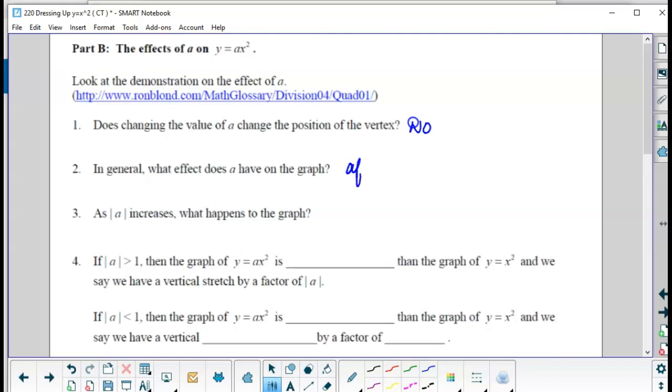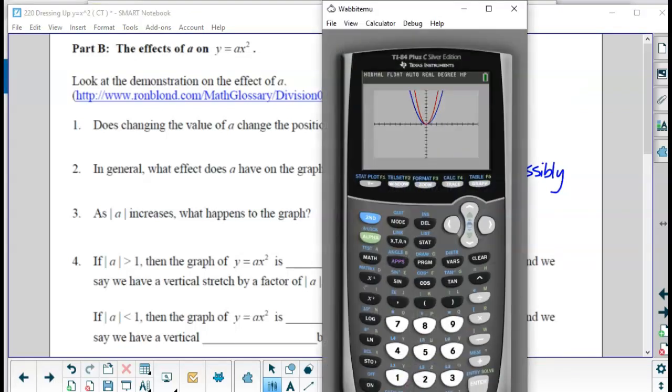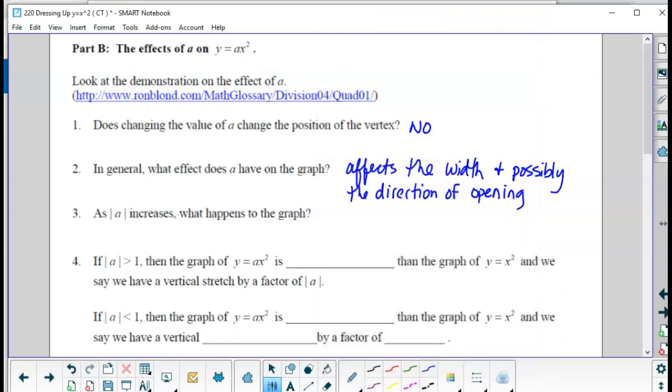So it affects the width of the graph, okay, how wide it is, which is really based on stretching it. It can also affect, and possibly, the direction of opening. Because if it was a negative, so for example here, if I put in another function, negative x squared, and I graph that, it's the same as the original except opening down. It's been reflected in the x-axis.